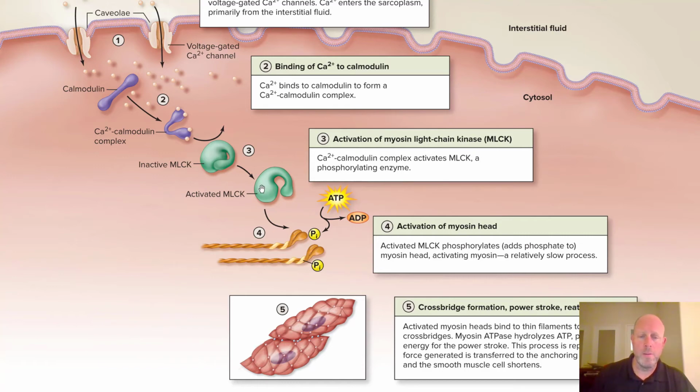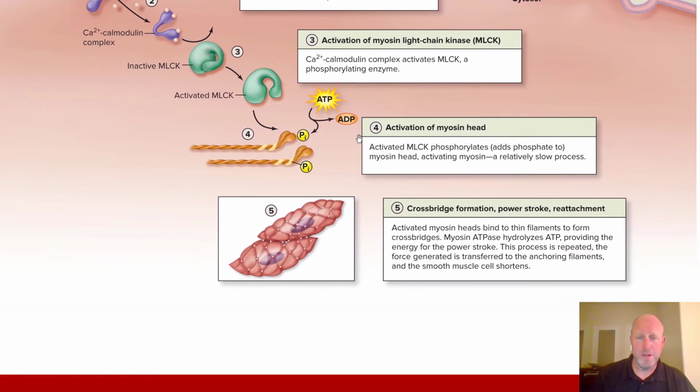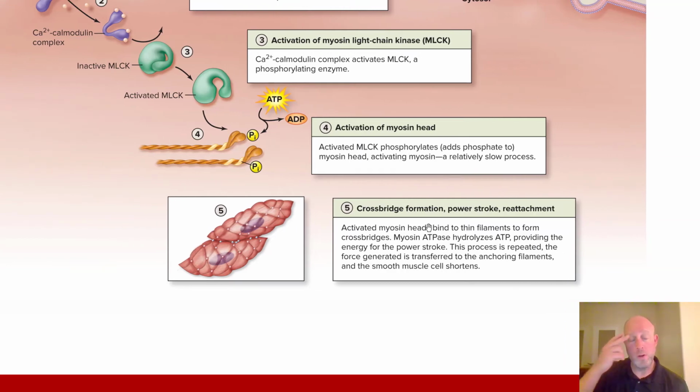Let's go from 3 here. And then activation of the myosin heads. These are myosin heads here, inorganic phosphate here, ATP breaking off ADP, inorganic phosphate, like we'd see with skeletal muscle, that reaction there, generally speaking. And this activated MLCK then phosphorylates, which adds a phosphate to the myosin head and activates the myosin, a relatively slow process here, which makes sense, right? We don't want necessarily overly hyperactive smooth muscle, at least generally speaking.